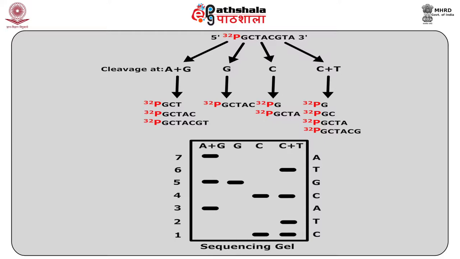The fragments of four reactions are arranged side by side in gel electrophoresis for size separation. To visualize the fragments, the gel is exposed to X-ray film for autoradiography, yielding a series of dark bands, each corresponding to a radio labeled DNA fragment from which sequence may be inferred.